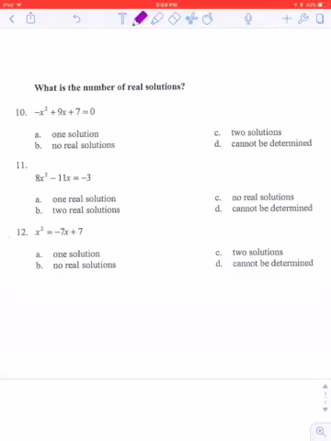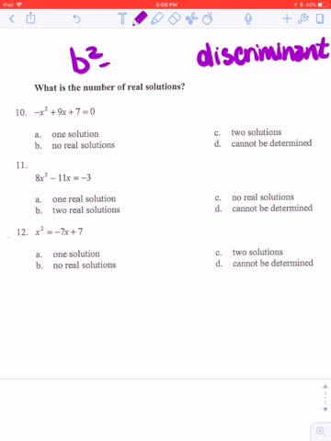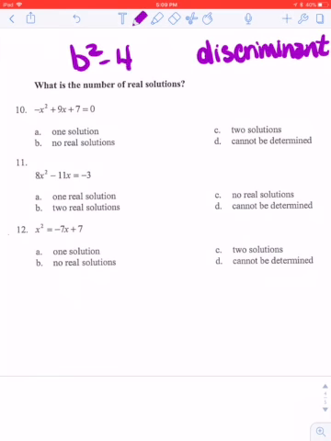Okay, let's go on to the next part of the exam review. When they ask you what is the number of real solutions, you are going to be using the discriminant. Now, if you don't remember the discriminant, it is part of the quadratic formula. So it is b squared minus 4ac.